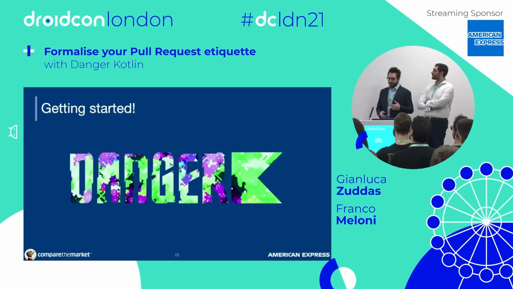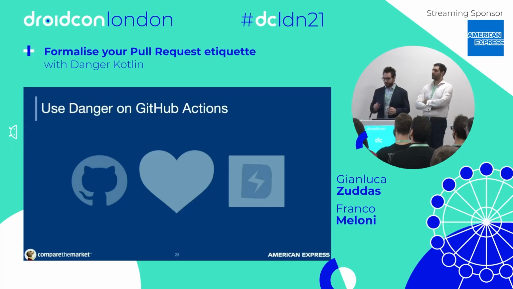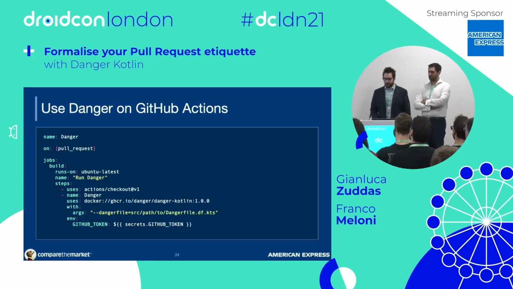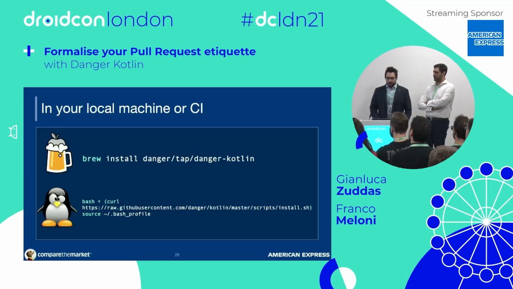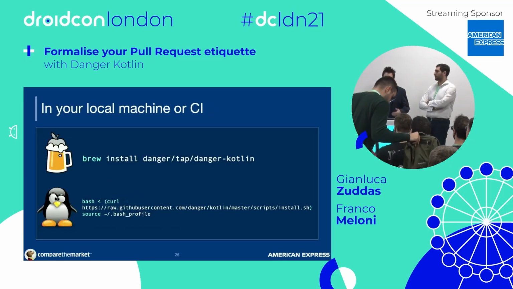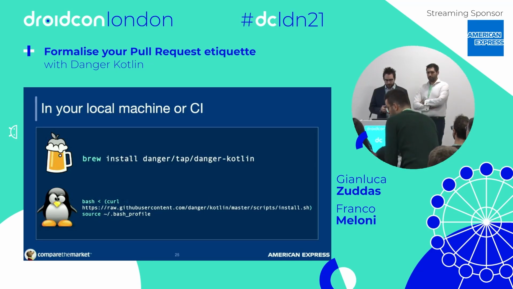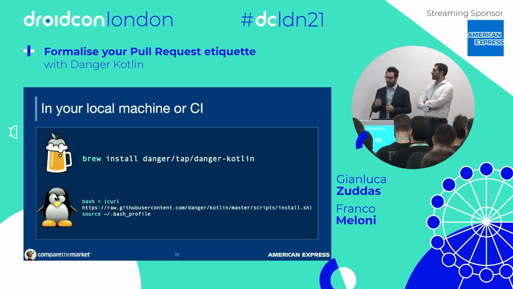And so let's see how we can install and set up Danger. The easiest way is for sure with GitHub Actions. Danger offers a pre-built Docker image, so you can just add a YAML like this to your repository, and that will automatically run Danger in every PR. But if you need to install Danger locally, or GitHub Actions doesn't fit you, you can use Brew if you are on Mac, or if you don't want to use Brew or you are on Linux, you can use the script we have in our GitHub repo.